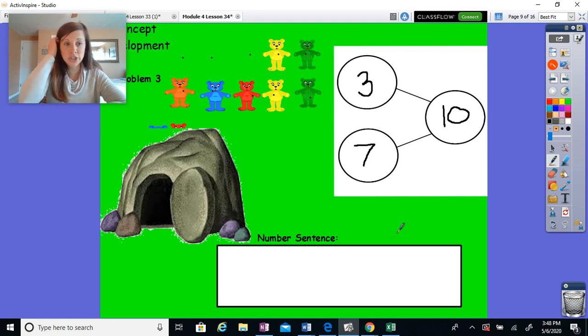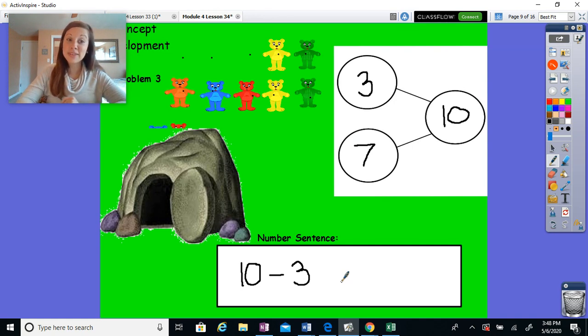Now the only thing we have left to do is to write the number sentence. And we're going to write our number sentence down here. Now remember, when we write subtraction number sentences, we always start with the whole or the biggest number. So we started with 10 bears. So I'm going to write 10 because 10 bears started walking in the forest. Minus, remember minus means take away. 3 bears went to sleep in the cave. So we're going to write 10 minus 3. Then what comes next? Am I done?